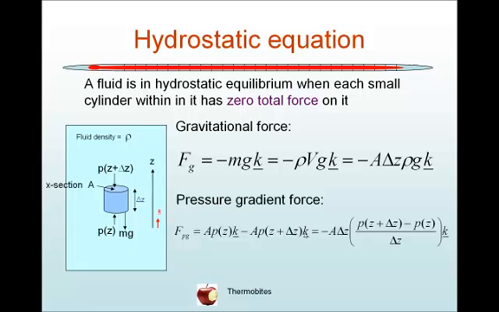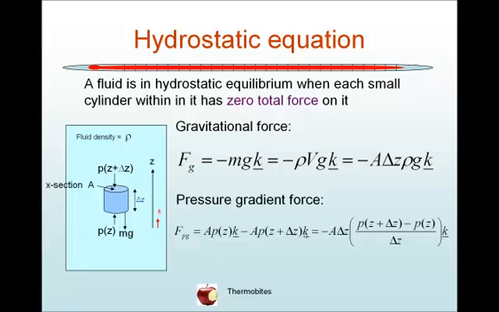Consider now a fluid of density ρ. Consider inside that fluid a subvolume in the form of a cylinder with a cross-sectional area A and a height delta Z. Height Z increases upwards, and we can also define the unit vector k, which is the vector of length 1, pointing in the Z direction. Now the two forces acting upon the cylinder are the gravitational force and the pressure gradient force.